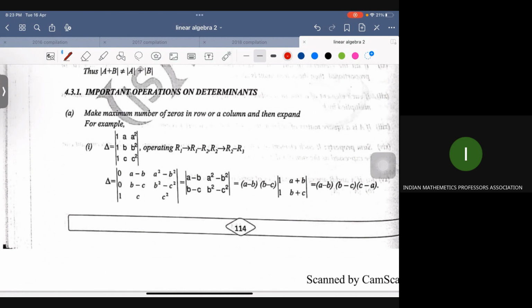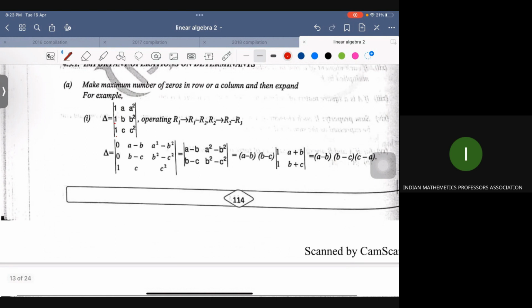Here, we have to find the determinant with rows 1 a a square, 1 b b square, 1 c c square. Here we are subtracting rows: R1 minus R2, written in the first row: 1 minus 1 is 0, a minus b, a square minus b square. Here R2 minus R3, written in the second row: 1 minus 1 is 0, b minus c, b square minus c square, and the third row we are keeping as such: 1, c, c square.